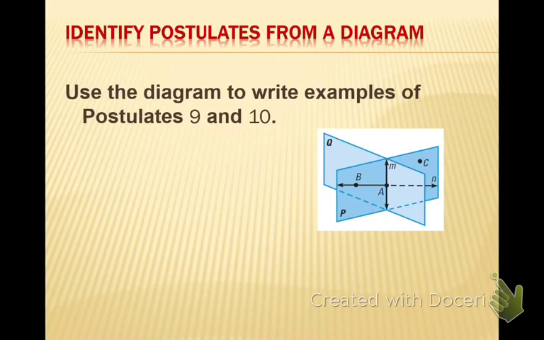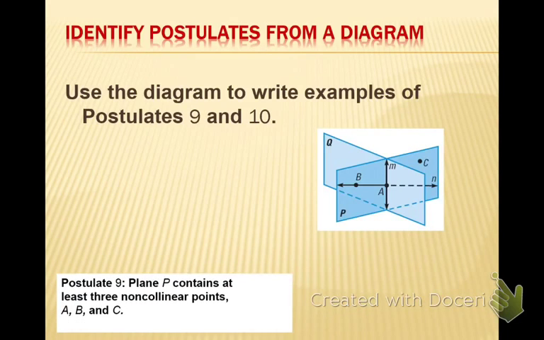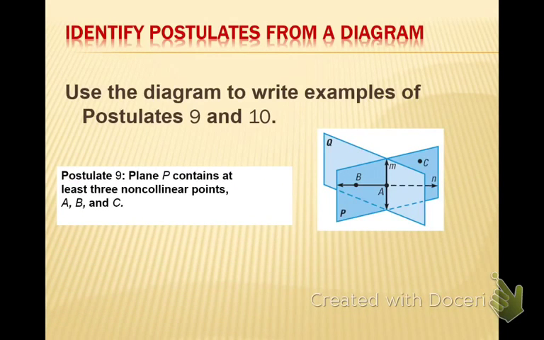What we could say is, anybody? All right, we could say points A, B, and C lie in plane P. They're non-collinear and they're in plane P. That's how I would see it. Let's see what they say. They said it the opposite way: plane P contains at least 3 non-collinear points, A, B, and C.